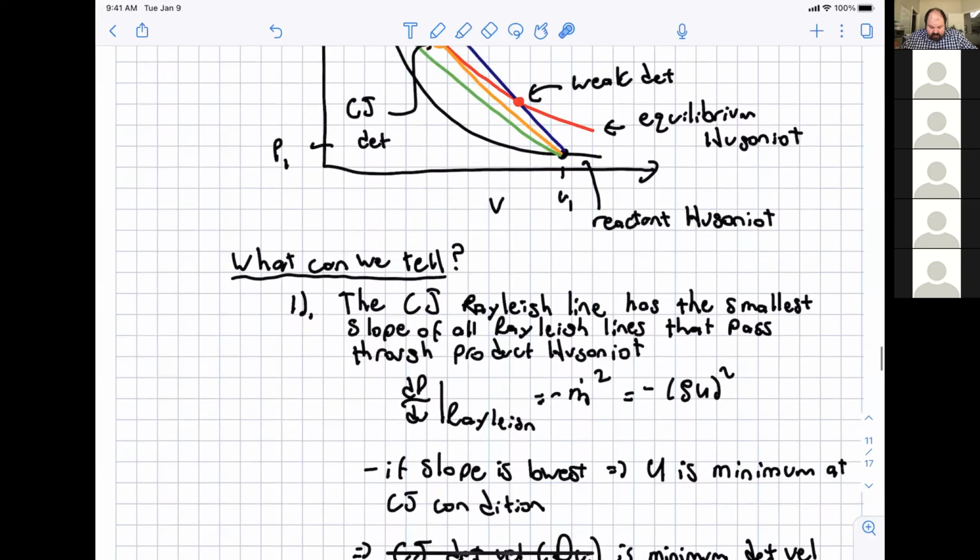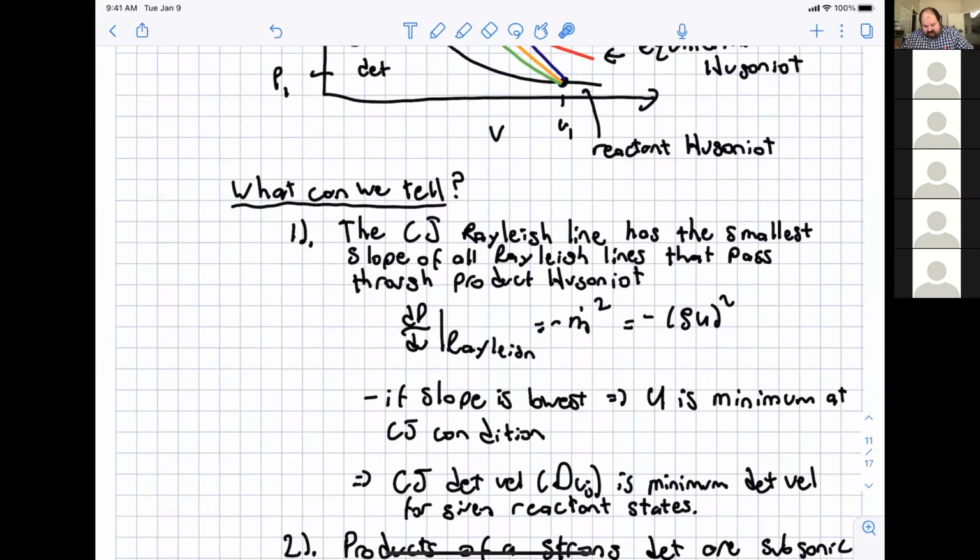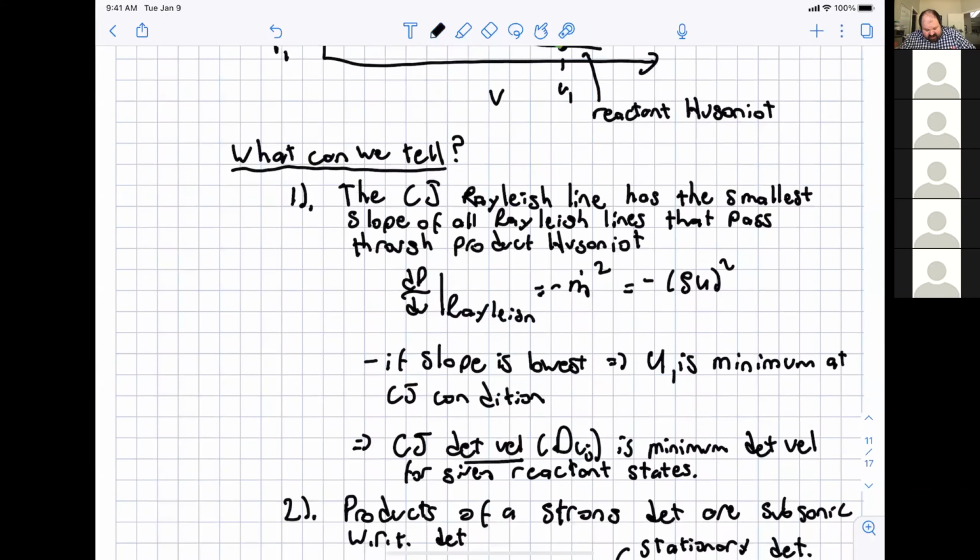Okay, and so basically U1 is minimum at the CJ condition. Or the CJ detonation velocity, D_CJ, is the minimum detonation velocity for a given state of the reactants. So basically the slowest possible detonation is the Chapman-Jouguet detonation. All other detonations are faster.